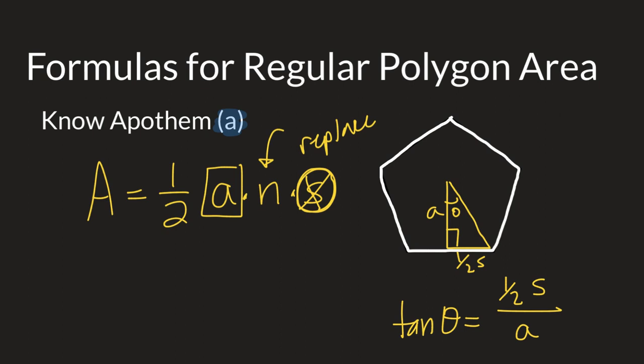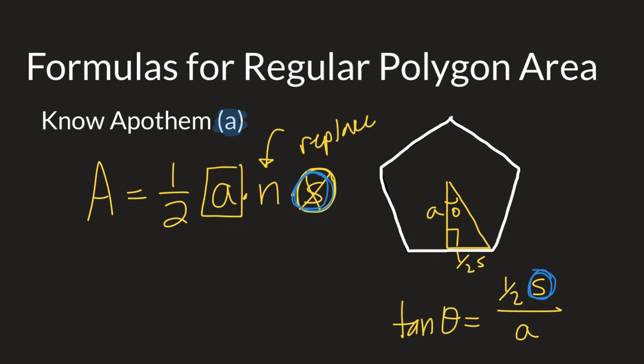So notice we have, of course, our theta here. That's a variable. That changes depending on how many sides your polygon has. So you can calculate theta pretty easily depending on how many sides. The side length and the apothem are the two letters that we have in our formula. So we're going to try and solve this equation for S so we can replace that S over here.